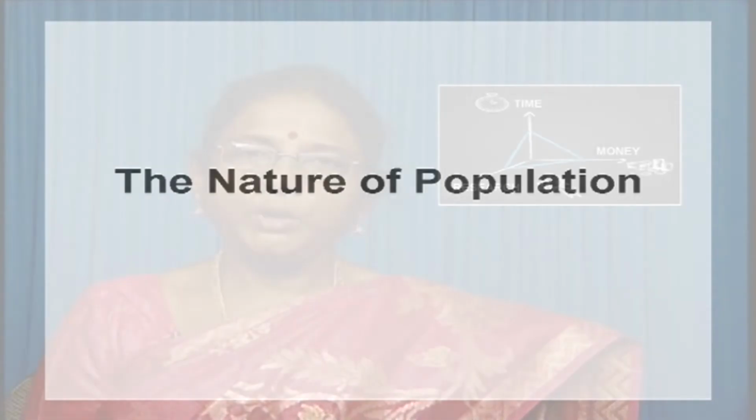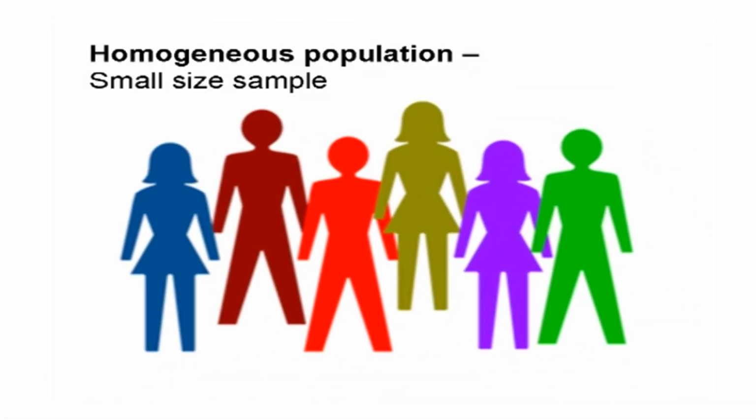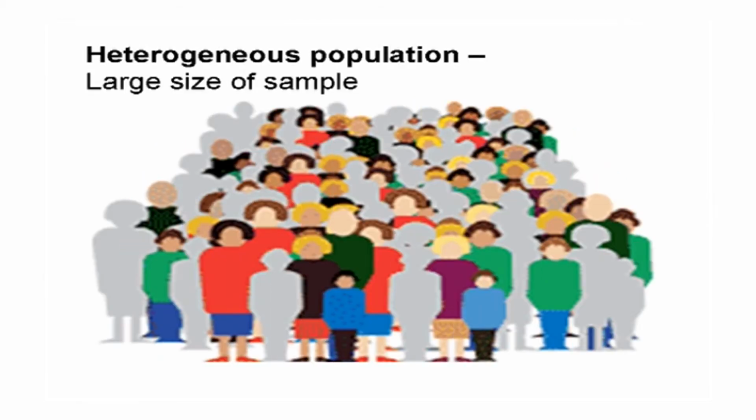The nature of population. The research samples are either homogeneous or heterogeneous with respect to the characteristics of research interest. Usually, for a homogeneous population, a small size sample is sufficient. In the case of a heterogeneous population, a large size of sample is required in order to make the sample representative.